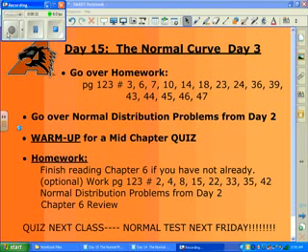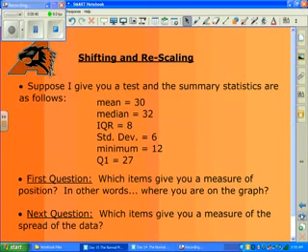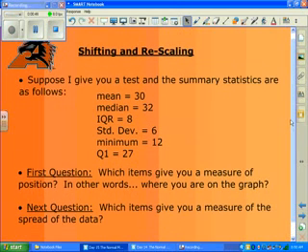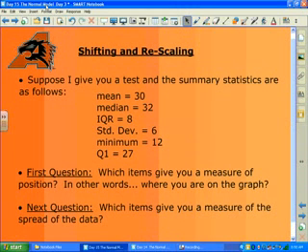You guys have done your worksheet on going between z-scores and going between areas, and so you're getting pretty good at that. But there's a key point that we haven't really talked about, and that is this shifting and rescaling. Okay? So you might want a piece of paper to write down some notes on this. Otherwise, you can just kind of follow along in the discussion. But we have to talk about shifting and rescaling.